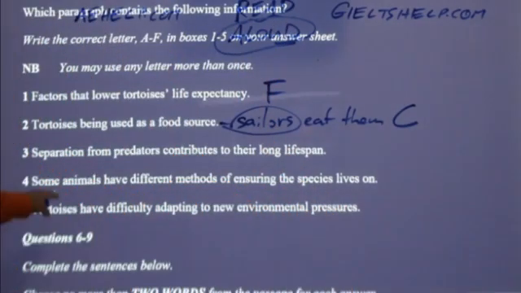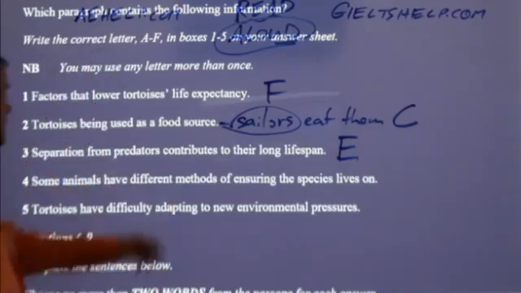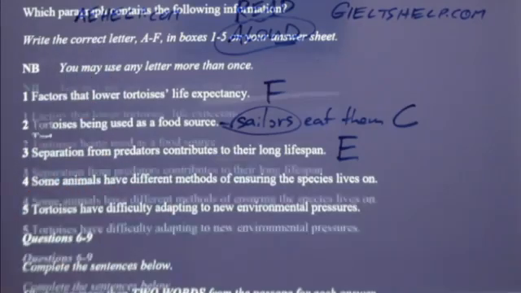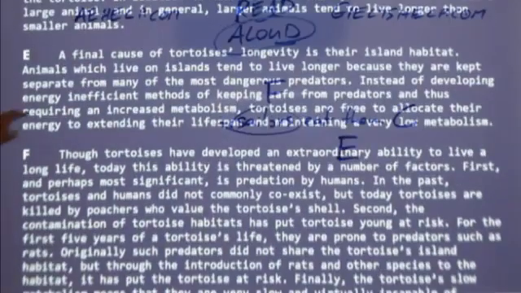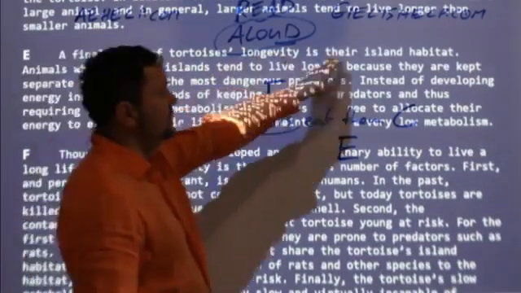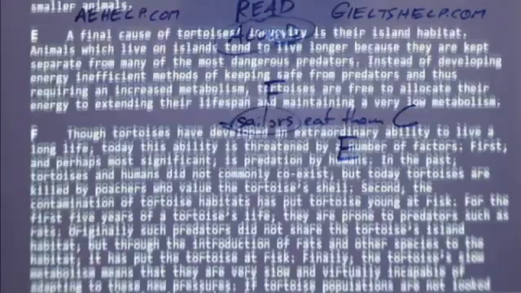All right, so number 3, many of you are saying E. Yeah, I seem to remember E. It was island, isolation, so living on an island. If I want to double check again, a final cause of tortoise longevity is their island habitat. Perfect, okay, so I'm confident that it's E.